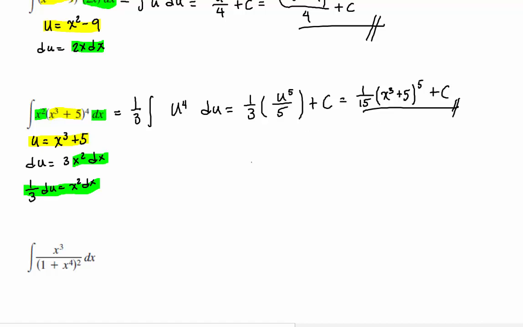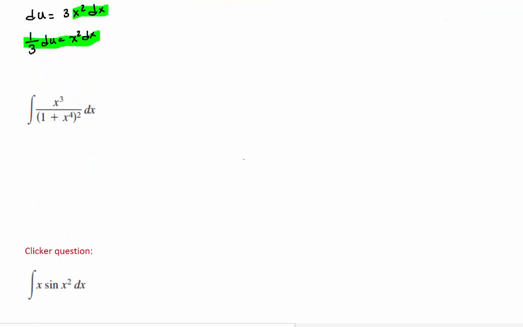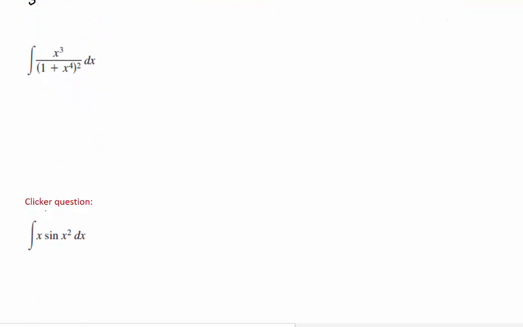Alright, so let's keep going. Let's make things a little more complicated. No clicker questions today, of course, because we're not in class. Let's leave it there. Sorry for all the scrolling. So this one, what do we have? Well, notice the denominator, 1 plus x to the fourth. Ignore the square for the moment.